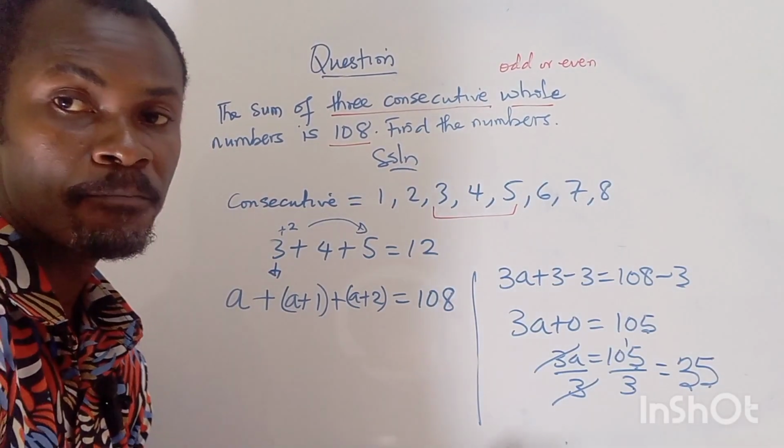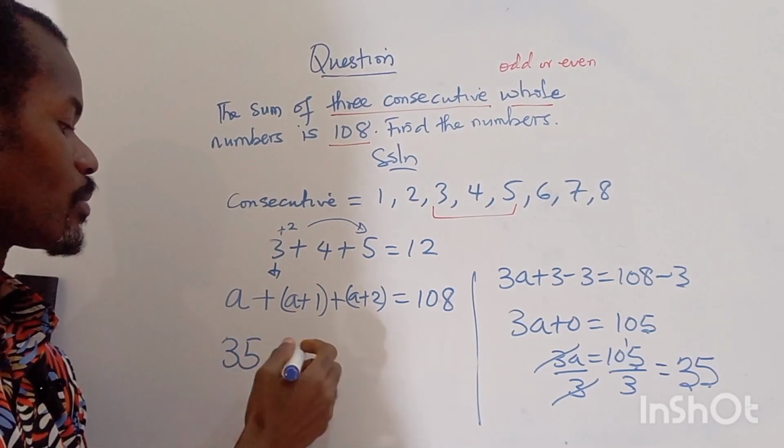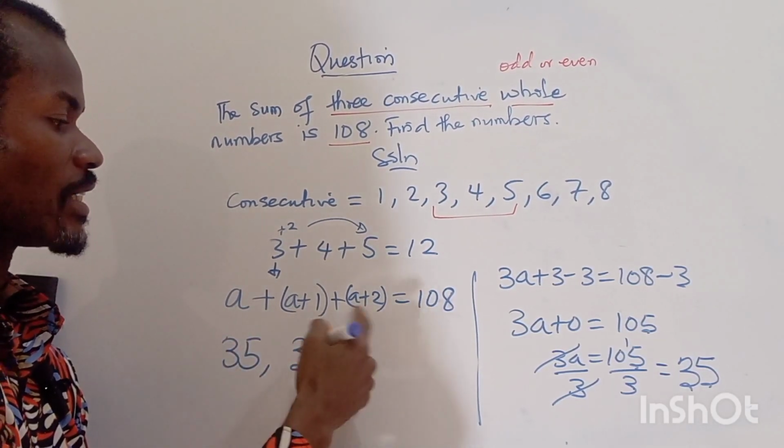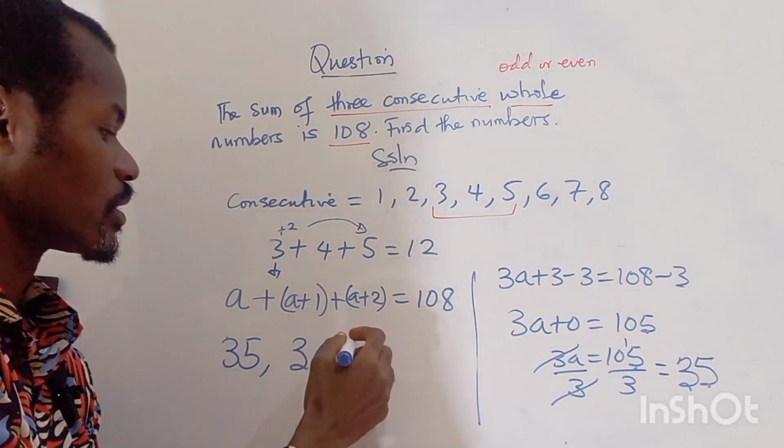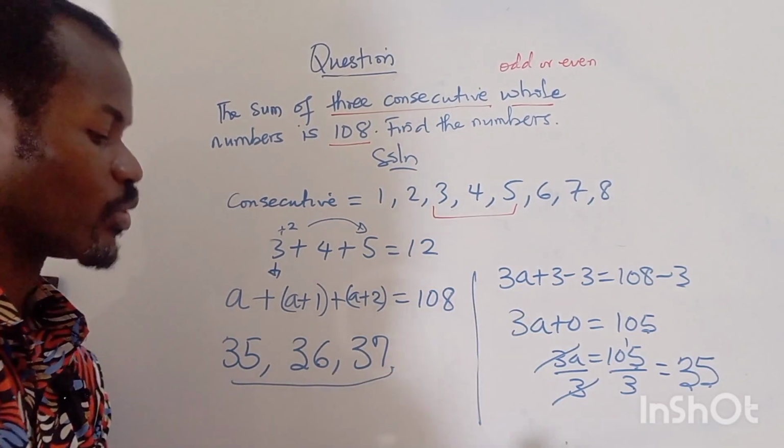35. So the numbers are 35, the next number is 36, and the last number is 37. Now you check if their sum is going to give you 108.